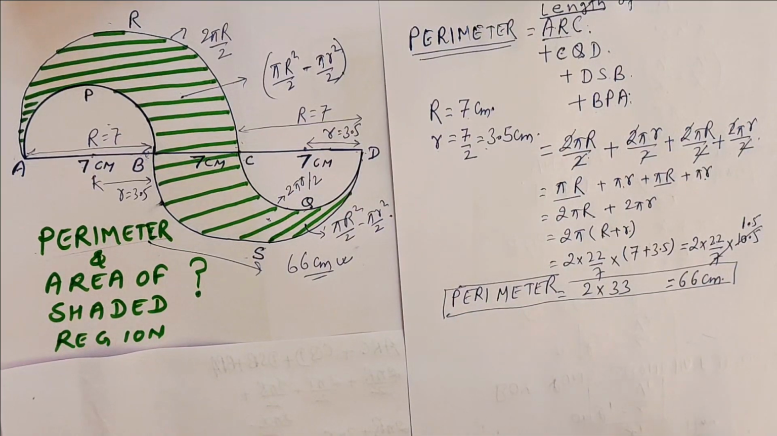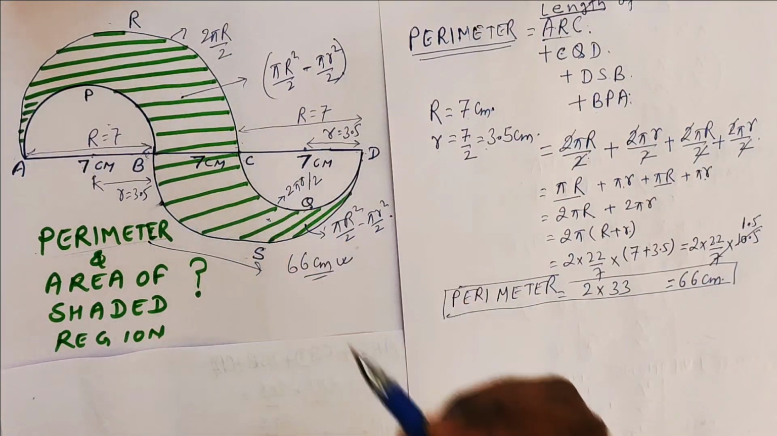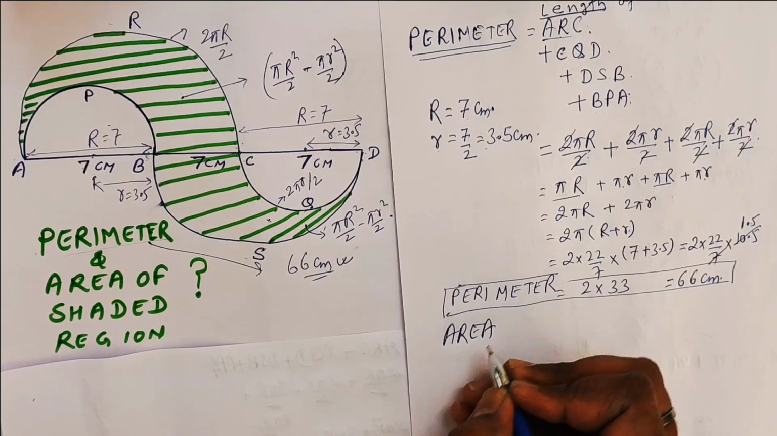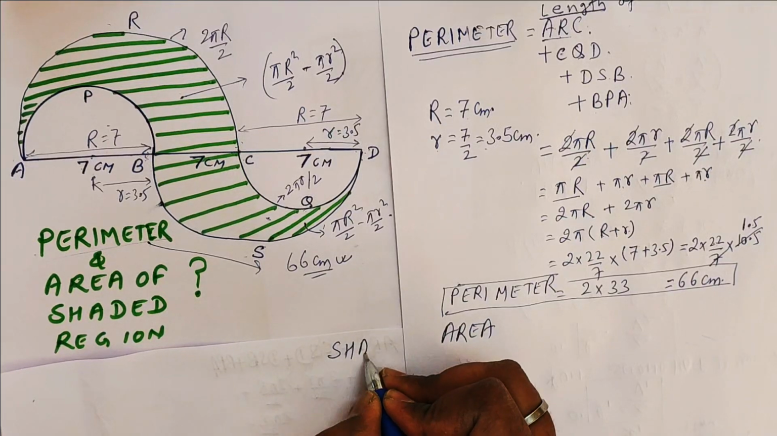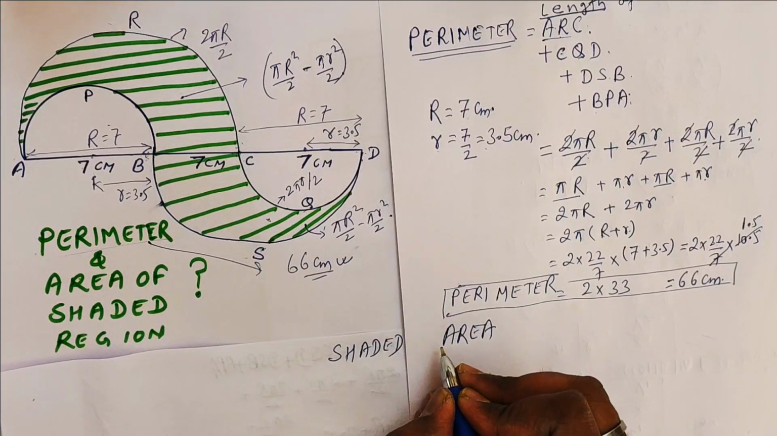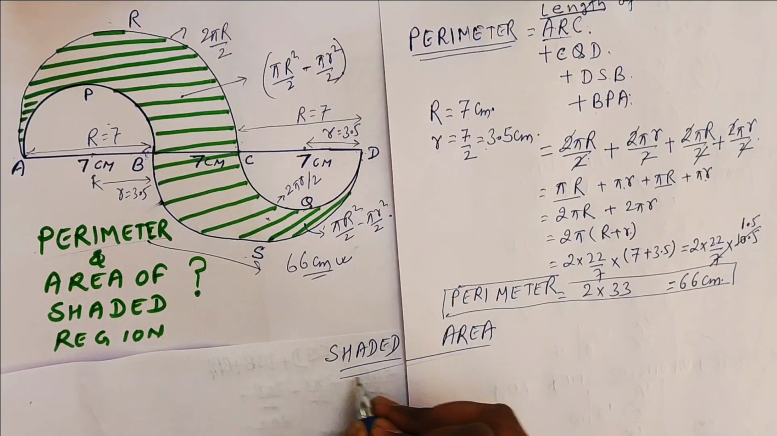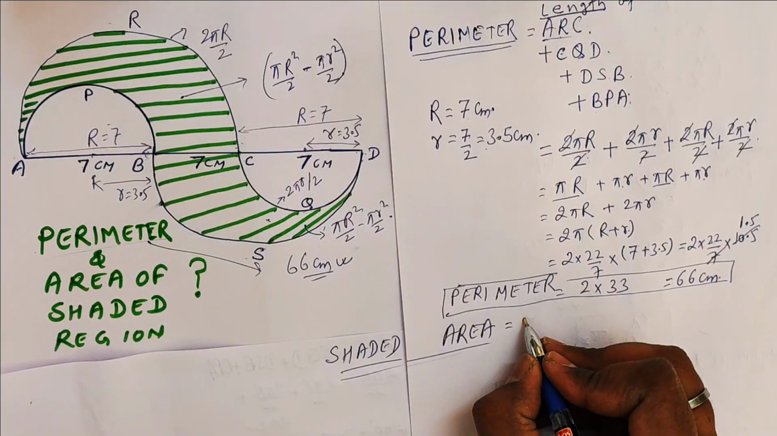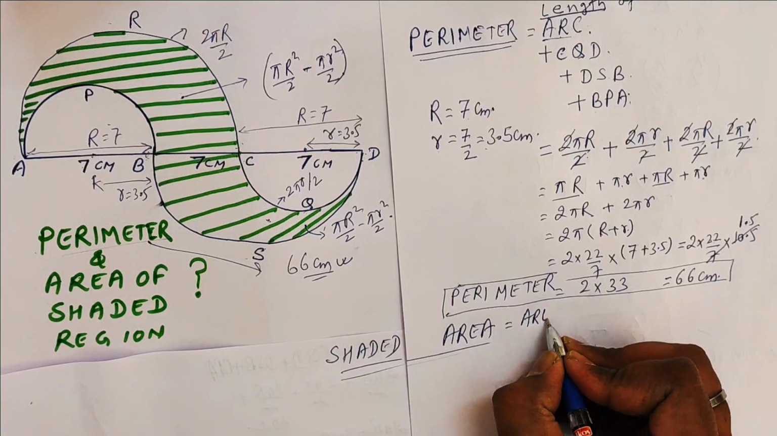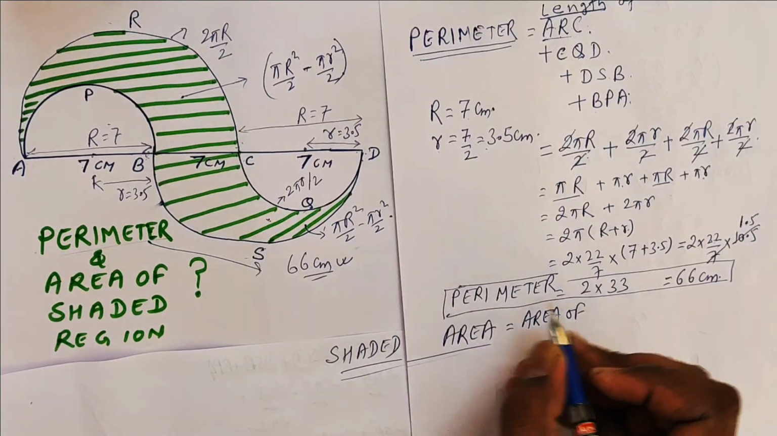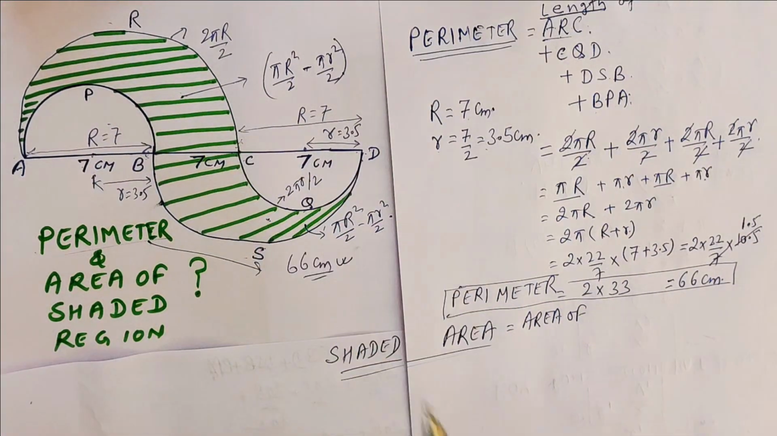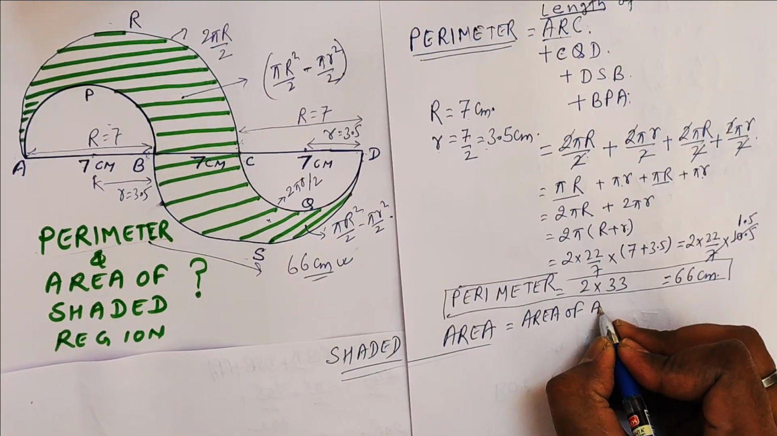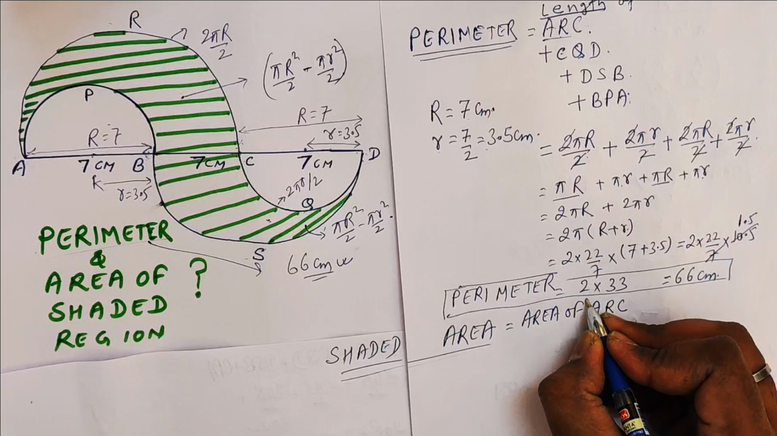Pi capital R square by 2 is the area of the bigger semicircle, and pi small r square by 2 is the area of the smaller semicircle, right? So the shaded area can be calculated as pi capital R, because the area of a semicircle is pi r square divided by 2. Since the area of a circle is pi r square, the area of a semicircle will be half of it.